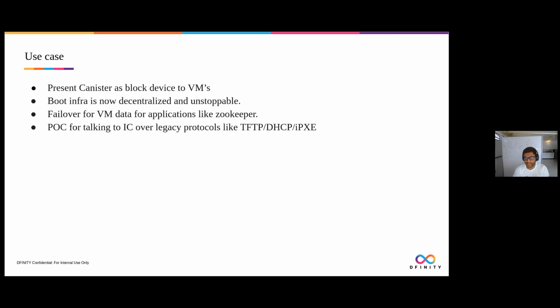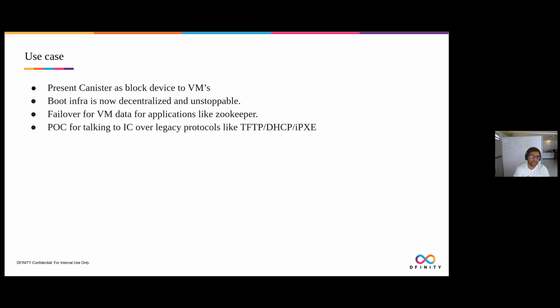Another use case is failover. That is, you can have a zookeeper service which is running in a data center and storing its actual data on the IC. If the data center goes down, the VM can be booted in another data center and then have access to all the application data for the zookeeper drive.